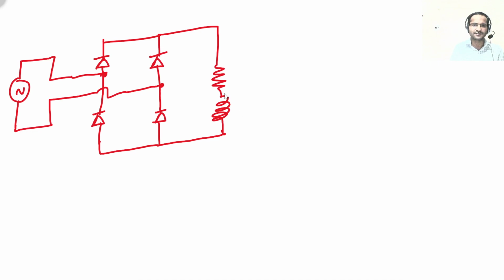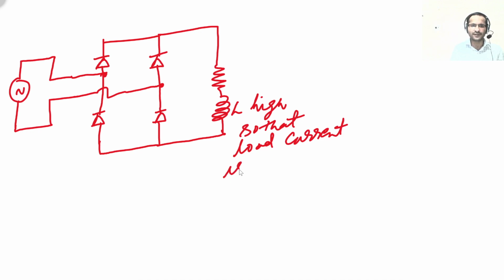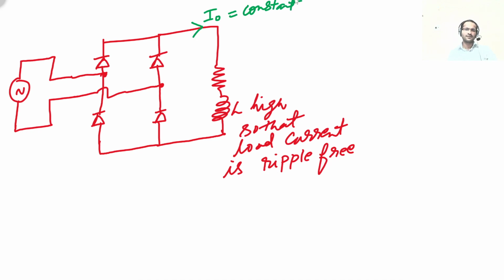So a coil is connected. This coil inductance is very high, so that the load current is ripple free. When we increase the inductance value, it doesn't allow sudden change in current, so it is ripple free. We are assuming that the load current that flows through this load is constant. It has some magnitude, but it is not changing with respect to time. It is DC current, right?